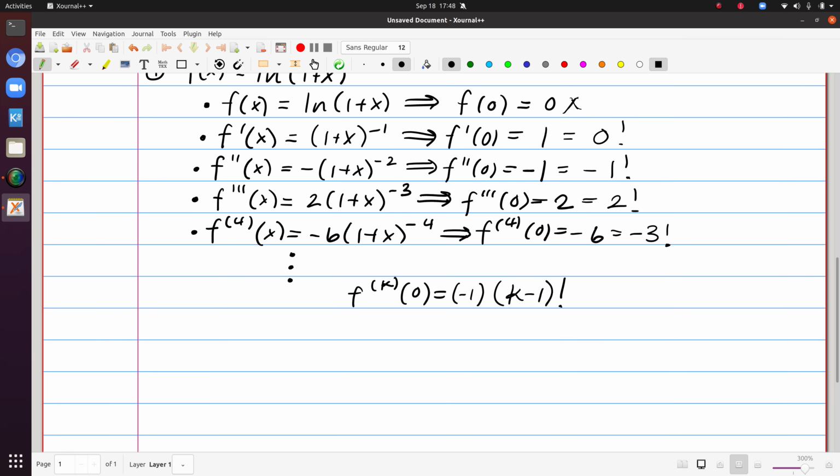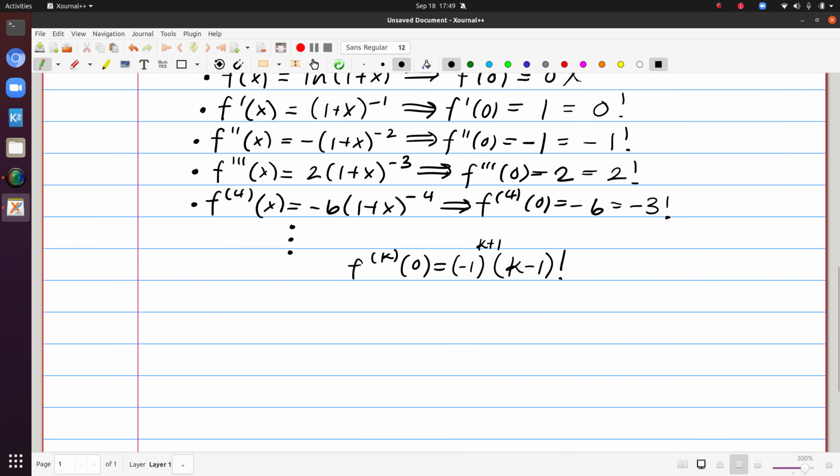Notice that when I have the first derivative and the third derivative, and likewise the fifth derivative, those are positive. So I want to put either k plus 1 or k minus 1 as the exponent on -1. If I had put k, that would instead make the second and fourth and sixth derivatives and so on positive. So this is my general derivative evaluated at 0.